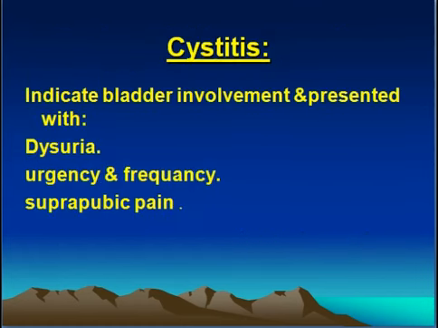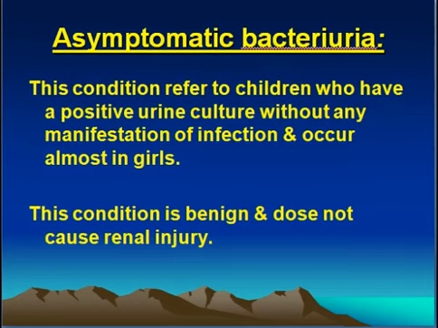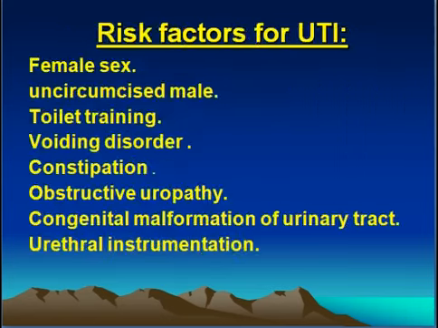Cystitis, which indicates bladder involvement, presents with dysuria, urgency, frequency, and suprapubic pain. Asymptomatic bacteriuria refers to children who have a positive urine culture without any manifestation of infection, and it occurs almost exclusively in girls. This condition is benign and does not cause renal injury.